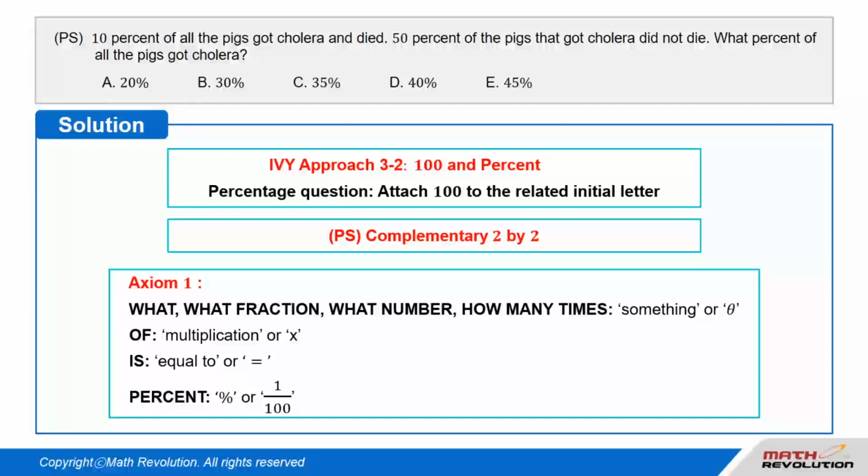Axiom 1 in the IV approach. What: a fraction, a number, how many times, something, or the symbol theta. Of is multiplication, or the symbol is multiply. Is equal to, or the symbol is equal to. Percent, the symbol is percent or 1/100.